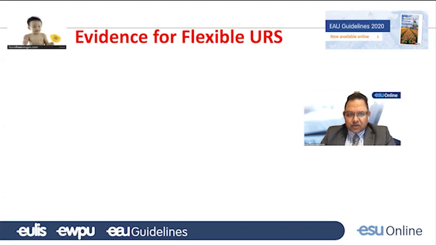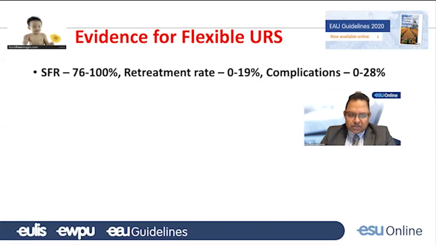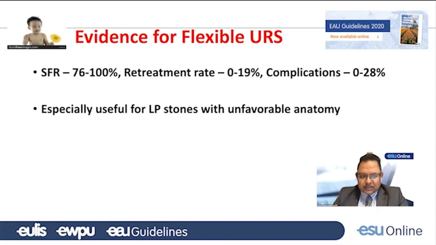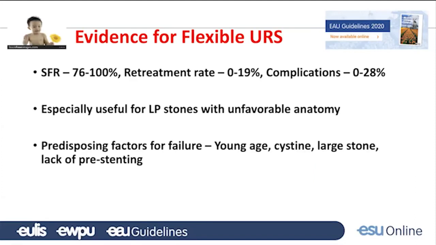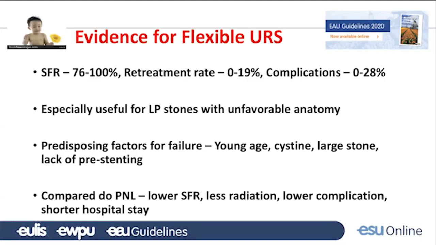What is the evidence for flexible ureteroscopy? Again, stone-free rates are between 76 and 100%, retreatment rates up to 19%, complications up to 28%, but they're especially useful for lower pole stones with unfavorable anatomy. Predisposing factors for failure are young age, cystine stones or large stones, and if they're not pre-stented. Compared to PCNL, they do offer a slightly lower stone-free rate, but with less radiation, complications, and hospital stay.